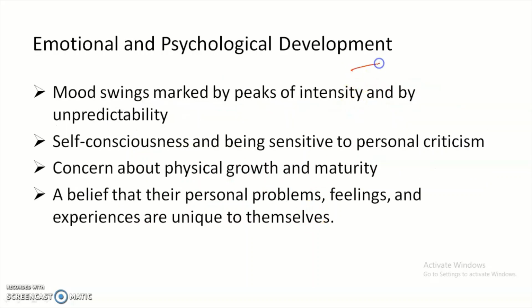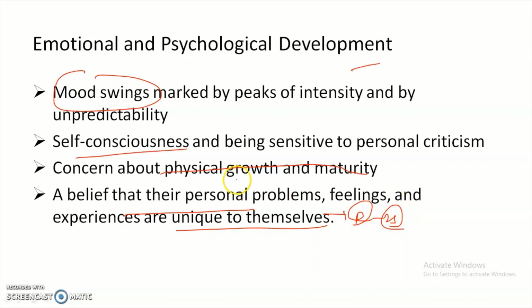And emotional and psychological development. Mood swings marked by peaks of intensity. That means their moods will swing continuously at peak levels. Self-consciousness will be developed, and physical growth and maturity will be in the developing stage. And a belief that their personal problems, feelings, and experiences are unique to themselves. They will believe that whatever problems they are facing are unique to themselves only, and that these problems are not happening to anybody else in the world. So it leads to much depression and sometimes to suicides also. So the faculty's or teacher's responsibility is to take very good care of students in the adolescent age.